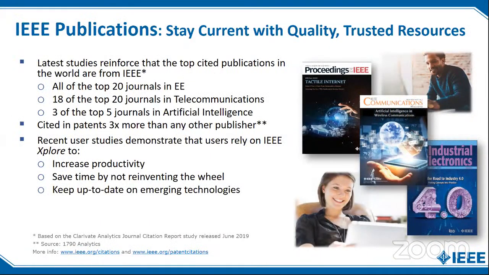When it comes to technical spaces, IEEE is always on the top. When it comes to impact factor, which is not coined by us but by Thomson Reuters, nowadays known as Clarivate Analytics, you can see that based upon the impact factor, we are leading in almost all the categories. In electronic and electrical, we contribute 30%, and in all 20 journals we are on the top. 18 out of 20 in the field of telecommunication, 3 out of 5 in the field of AI.